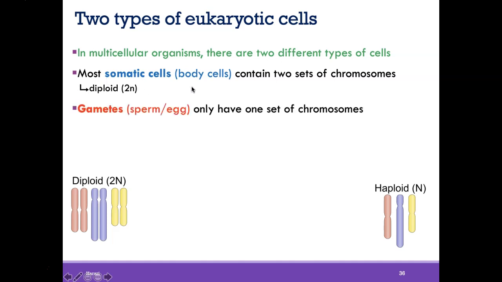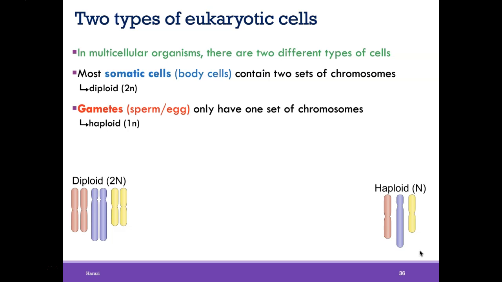The other type of cell in multicellular eukaryotes are germ cells, or gametes, like sperm and egg. So gametes, like sperm and egg, have one set of chromosomes and are therefore called haploid, 1n. Sperm and egg are the only cells in the body that are haploid in humans. So gametes are haploid. That means each sperm and egg cell has 23 chromosomes.